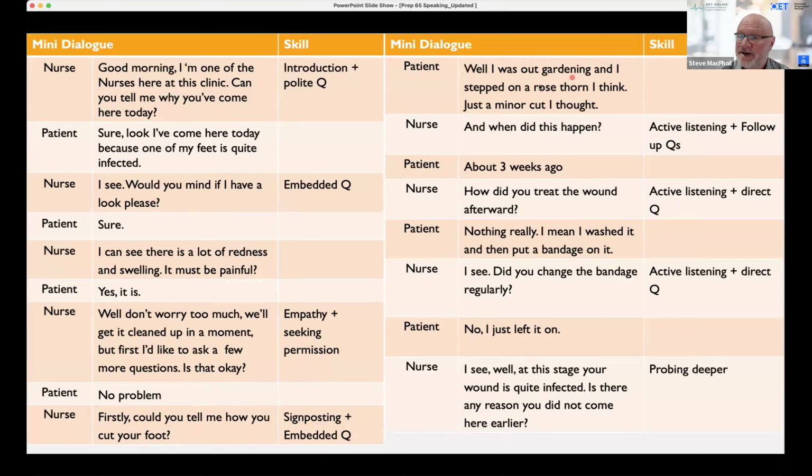"Well, I was out gardening and I stepped on a rose thorn, I think. Just a minor cut, I thought." "And when did this happen?" "About 3 weeks ago." "How did you treat the wound afterward?" "Nothing really. I mean, I washed it and then put a bandage on it." "I see. Did you change the bandage regularly?" "No, I just left it." "I see. Well, at this stage, your wound is quite infected. Is there any reason you did not come here earlier?"